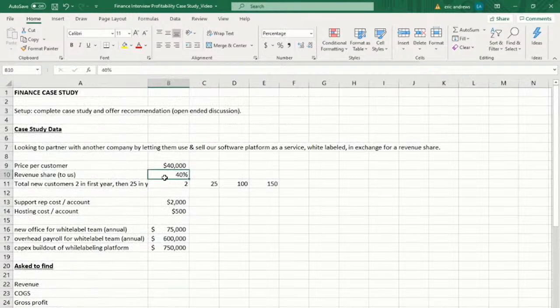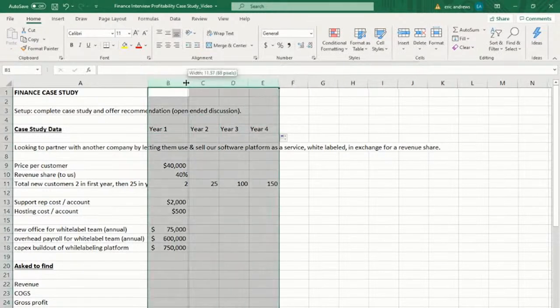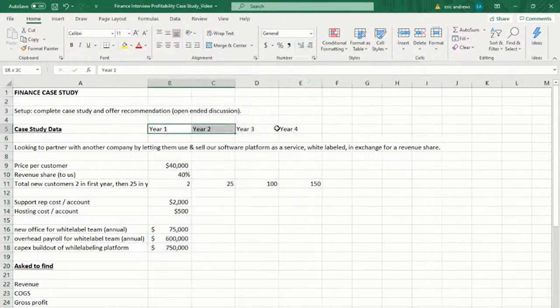So first off, we have some of the initial information. So let's put some of the years in. Year 1. Okay, so year 2. And we can probably just drag this forward. Year 2, year 3, year 4, and space it out. Okay, so now I always like to put some nice formatting.